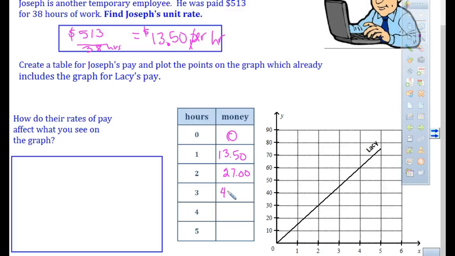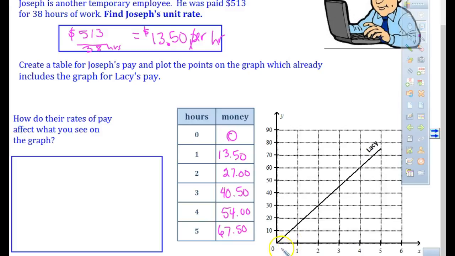You're always ahead of this. I know. 40.5. Natalie, you got the next one? $54. And our last one we're looking at, Noah? $67.50. I would like you to please graph.